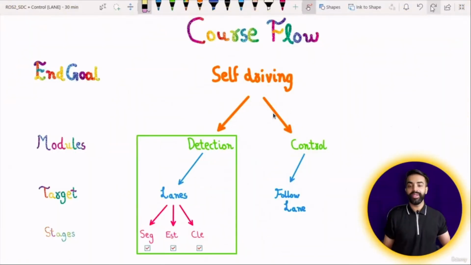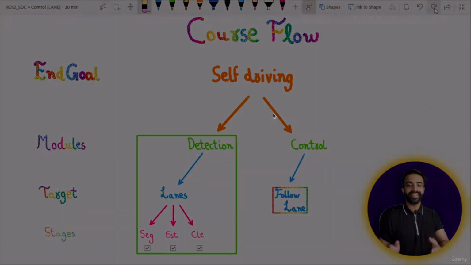So we have extracted reasonable information from the lane lines, and now we will utilize it to reduce the steering parameters required to keep the car following the lane. This means that we are ready to define our first rule-based control algorithm named after the feature, follow lane.